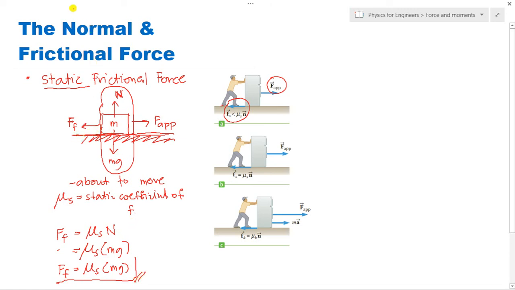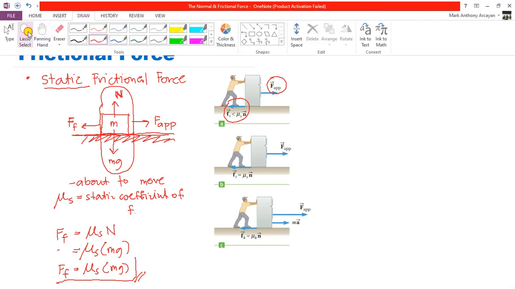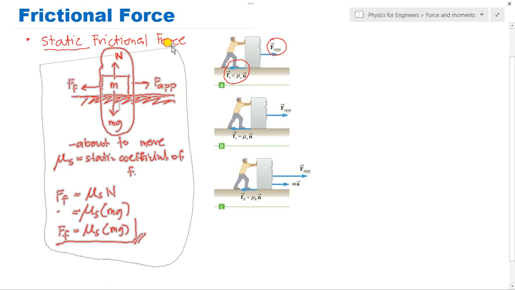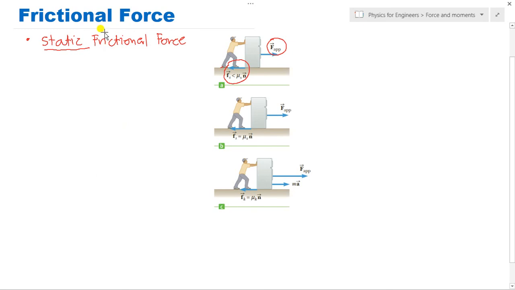Sir, how about if the object is on an incline? Of course. These are the basic formulas, class, for objects that are inclined. So for an inclined plane, class, we have an inclination angle theta.